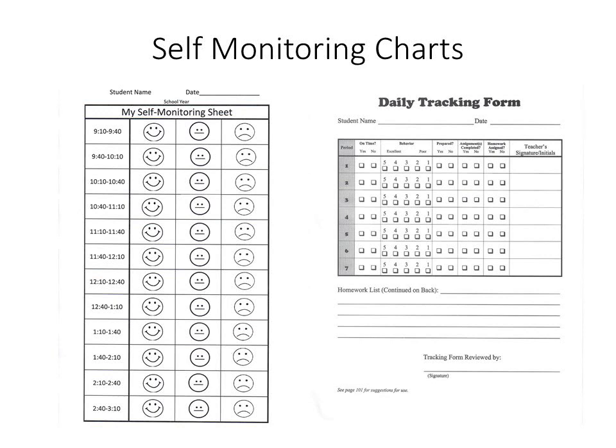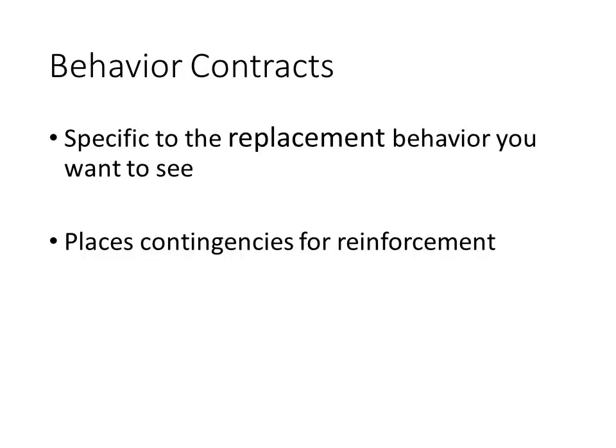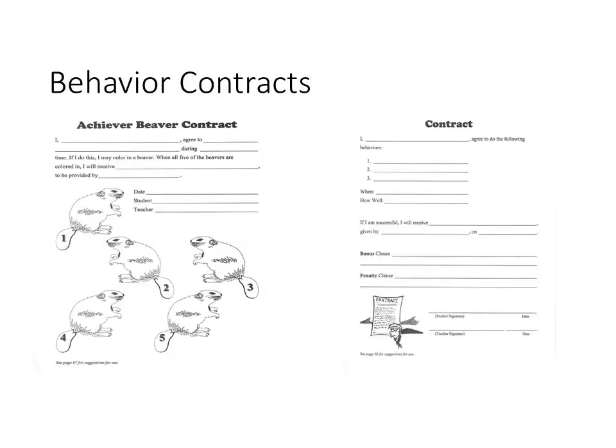Behavior contracts are specific to replacement behaviors that we want to see. Behavior contracts place contingencies for reinforcement. Here are some examples. Again, the one on the left could be used in the elementary school, and the one on the right in the high school, middle school setting. These contracts specify exactly what behavior needs to be displayed and what consequences the student will receive should they display those behaviors.